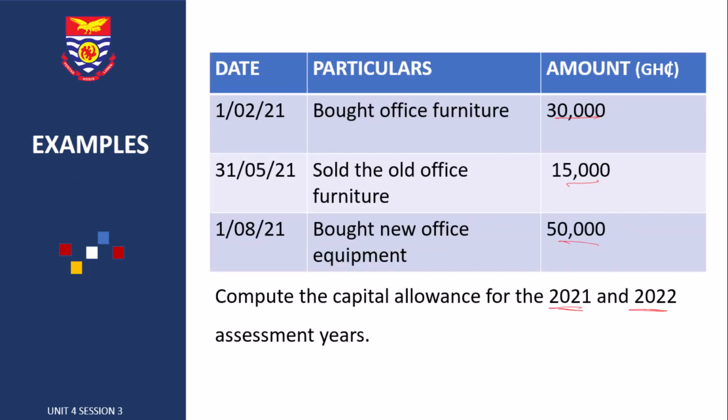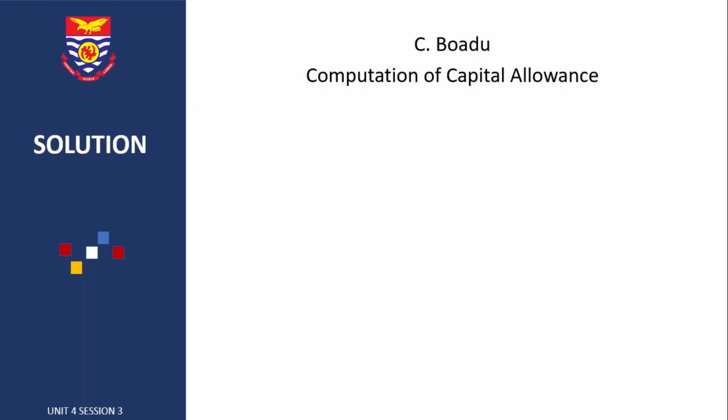Hope you now have the question. Let us look at the solution. We have the name Tibuedu, then computation of capital allowance. We have our basis period, 1st January 2021 to 31st December 2021, and our year of assessment 2021.